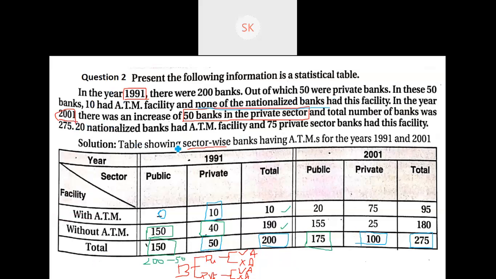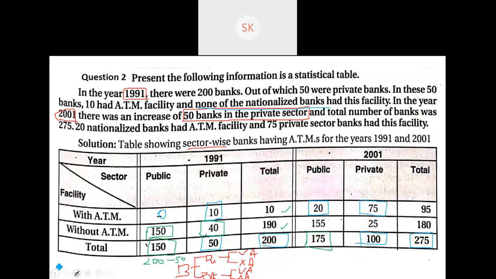Now going on further, 20 nationalized banks had ATM facility and 75 private. First, we will see 20 nationalized banks had ATM facility. Public bank is nothing but nationalized bank. In this, 20 banks had ATM facility, so 20 is given to us in the question. Next, 75 private banks had this facility. In private banks, again 75 of them had the ATM facility. So this is the data given.